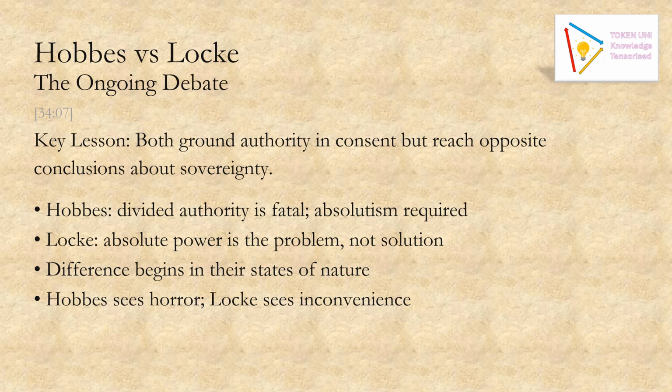But they reach opposite conclusions about sovereignty. For Hobbes, the lesson of civil war is that divided authority is fatal. There must be one final power, absolute and undivided, or there will be chaos. The sovereign cannot be limited, because any limit implies a higher authority, and then who is really sovereign? The logic drives relentlessly toward absolutism. For Locke, the lesson is different.